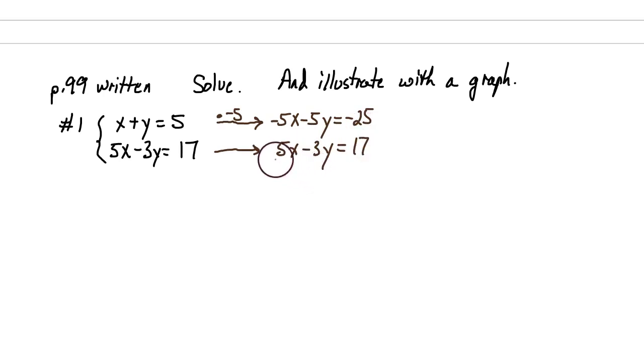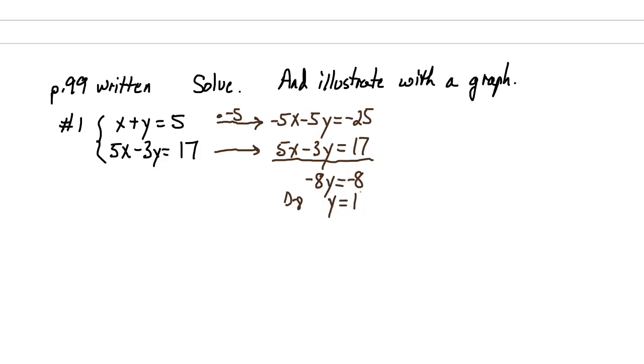Now combine the two equations into one equation by adding the left sides together and adding the right sides together. The x terms cancel away. The y terms combine to -8y. On the right side, -25 add 17 is -8. Divide both sides by -8 and we get y is equal to 1.